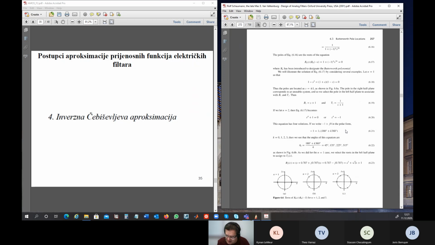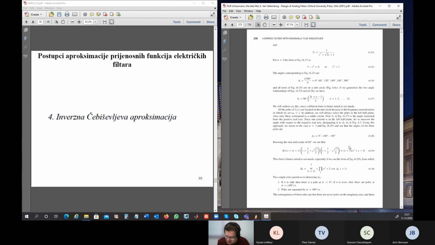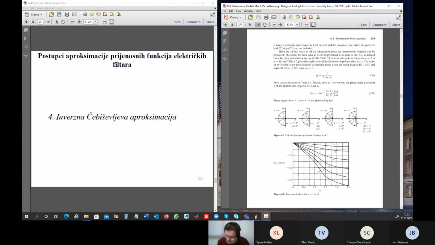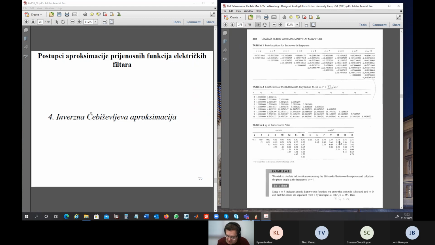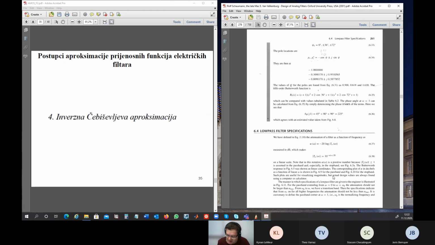Here is the final equation which you can use. This is here, for example, of the third order, or whichever order, but you also can find the tables. So pole locations, and here is one example how you can calculate fifth order Butterworth filter. And that's it. Here is about specifications, this is page 261. You can see everything what I show in this lecture.